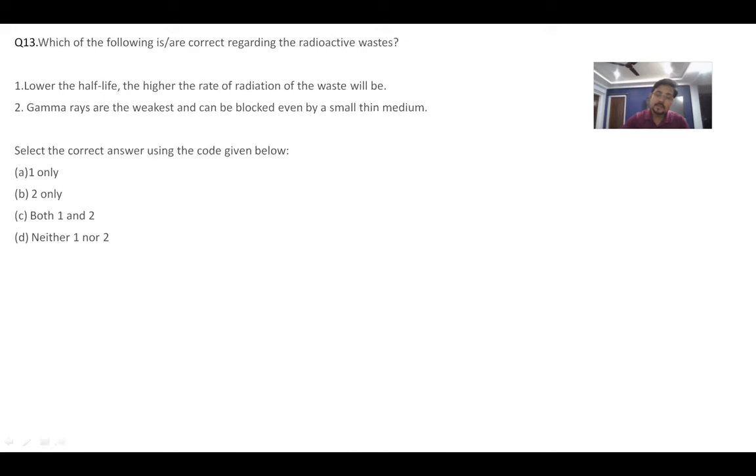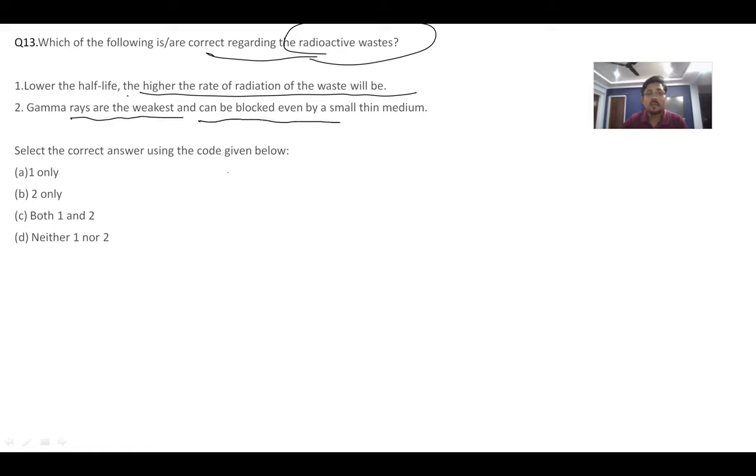Okay, so next I'm going to finish with question number 13. Kuntu correct to say regarding radioactive waste. Lower the half-life, the higher rate of radiation of the waste will be. Aru, gamma rays are the weakest and can be blocked even by a small thin medium. So kuntu kuddo kuntu bhul apnaloke bichar korbo dise.